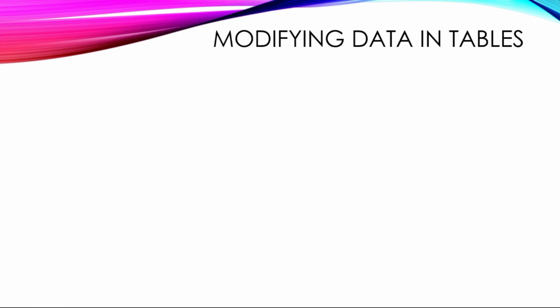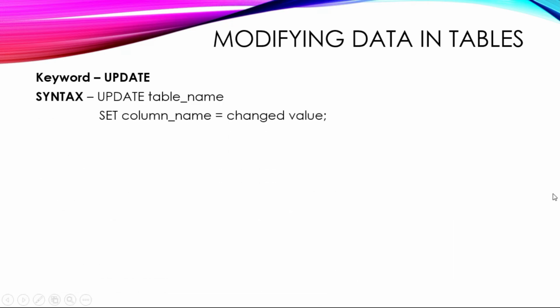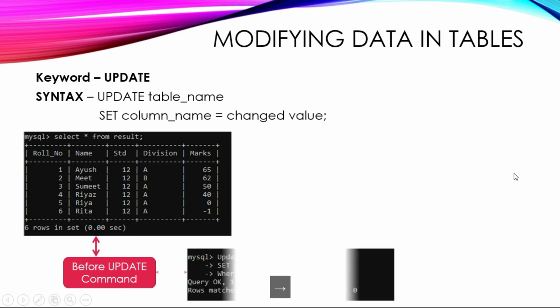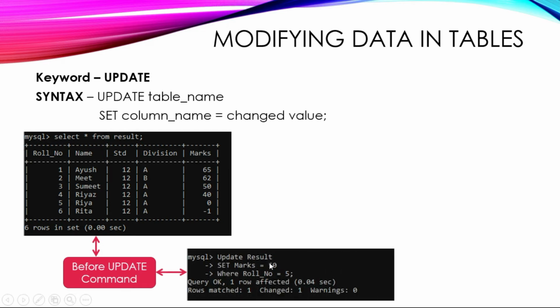Modify data in tables. Modifying means what? Updating, or you can say changing my data values. So the keyword we are going to use is update. The syntax is update name of the table, set whatever values you want to set. This is my table before the update command. After applying update, now what am I going to update? Update result. Result is the name of my table. Set marks equals to 50.